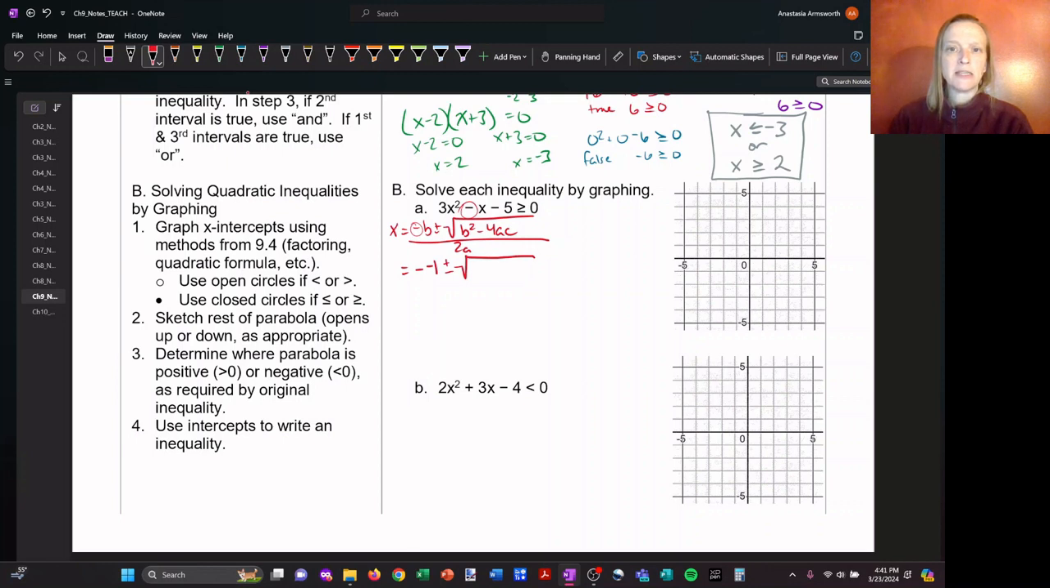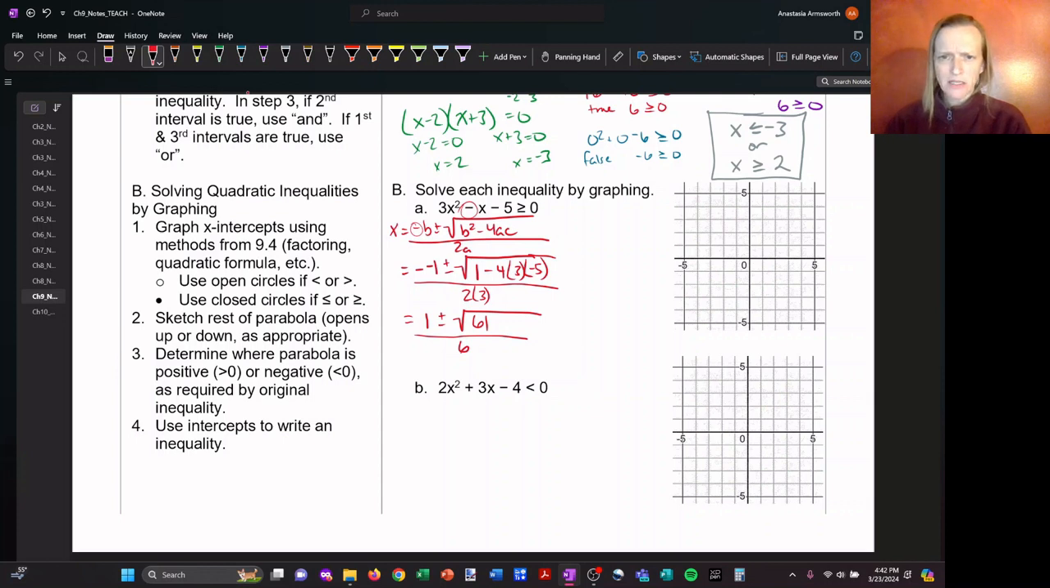Plus or minus the square root of b squared. Well, -1 squared is just 1. Minus 4 times a, which is 3, times c, which is -5. All divided by 2 times 3. That means I'm going to have -1 is the same as +1, plus or minus the square root of 1, let's see, 4 times 3 is 12, times 5 is 60, and I've got negative times a negative, so that's a positive. So I'm going to have 1 plus 60. So I'm going to have 61 under the square root, and I'm going to divide this by 6.